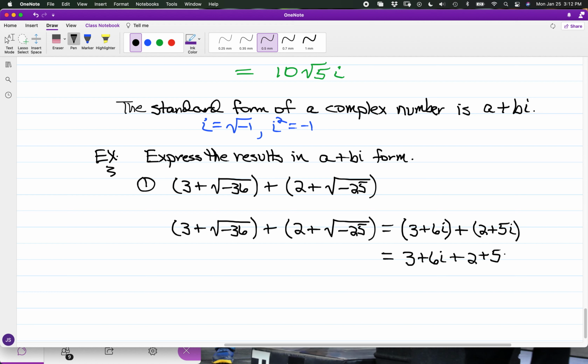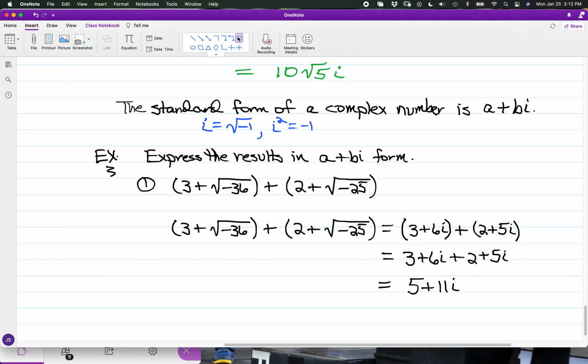plus 2 plus 5i. And combining, so representing a, we have the sum of 3 and 2, which would be 5. And for the bi terms, we got 6i plus 5i, and so we're going to have 11i. So the end result here is going to be 5 plus 11i.